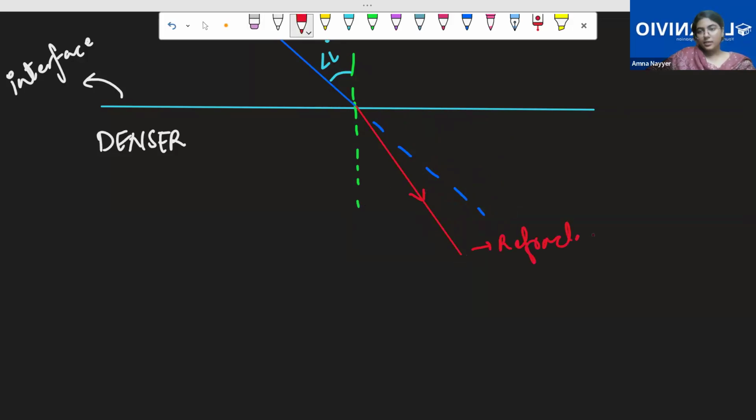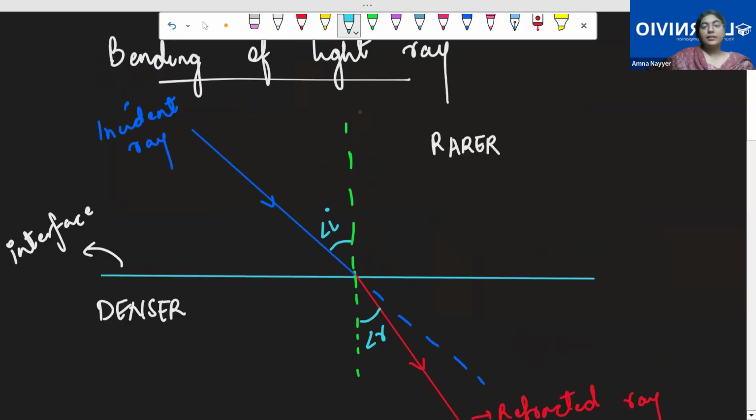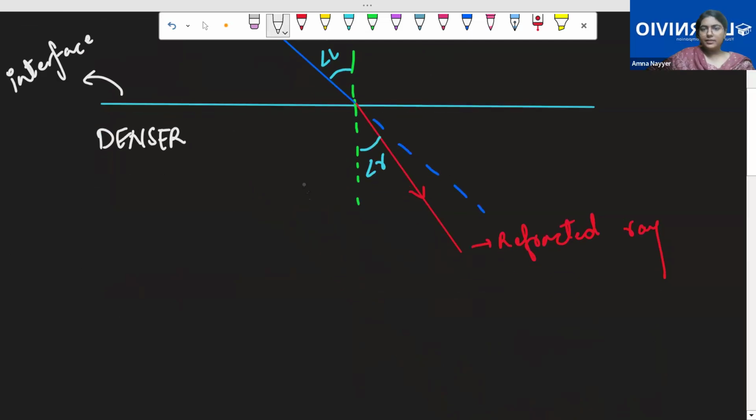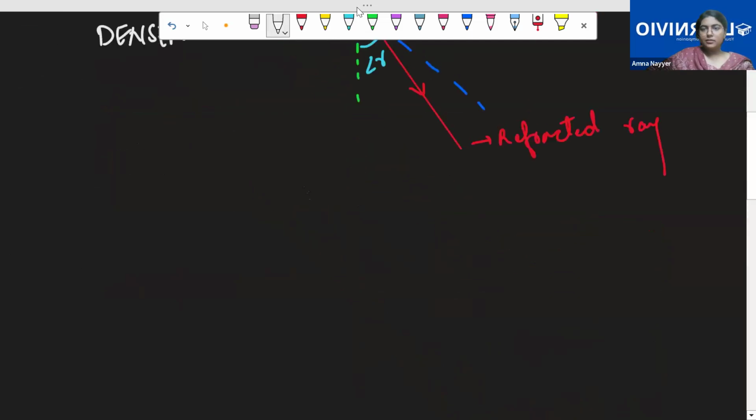This direction, remember that this is your refracted ray, and this will be the angle of refraction. Why? Because see, you always consider the normal. This green one basically represents the normal. Fine, is this clear?